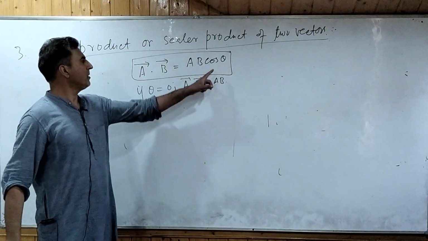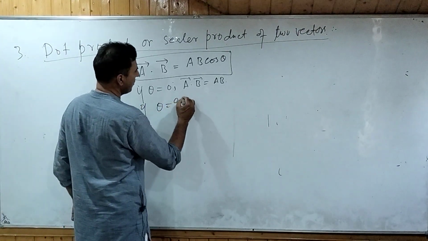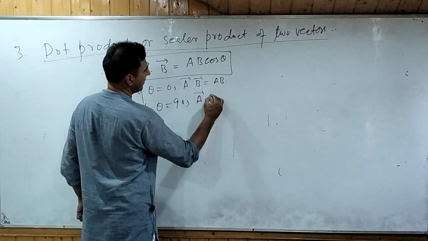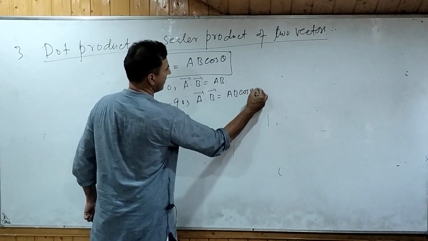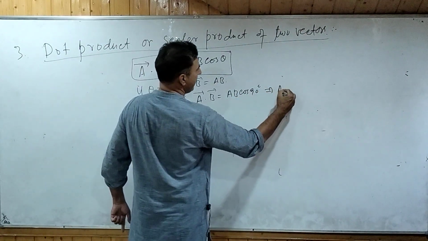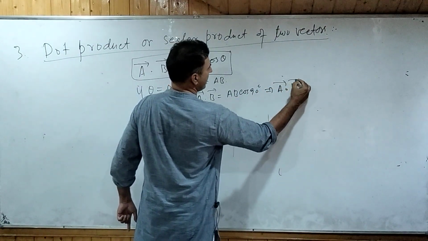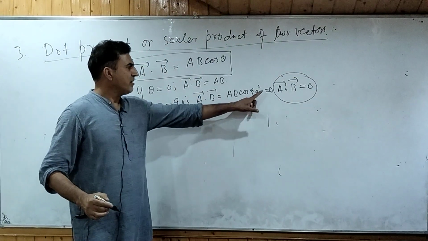Simply because cos 0 is 1. Okay, if theta is 90, then A dot B is what? AB cos 90. So what is AB in that case? In that case, A dot B is equal to 0 because cos 90 is 0.